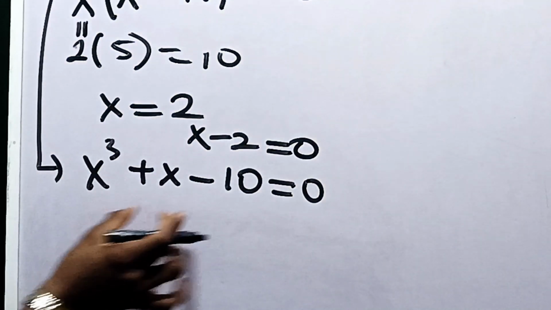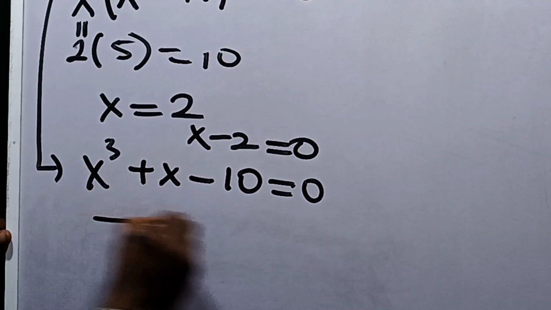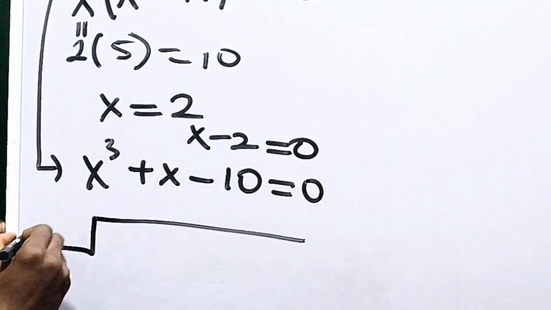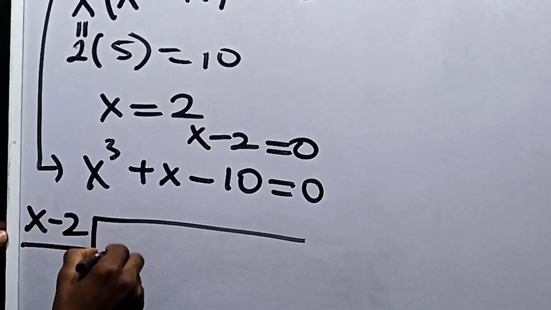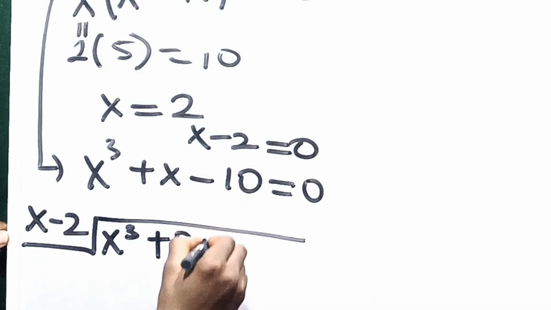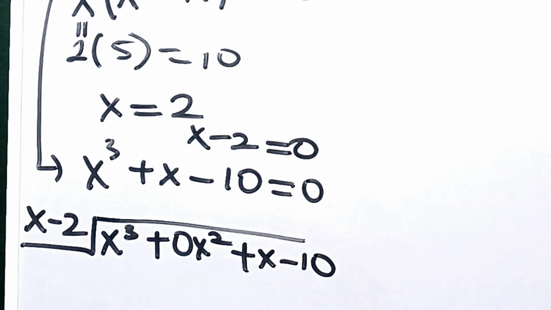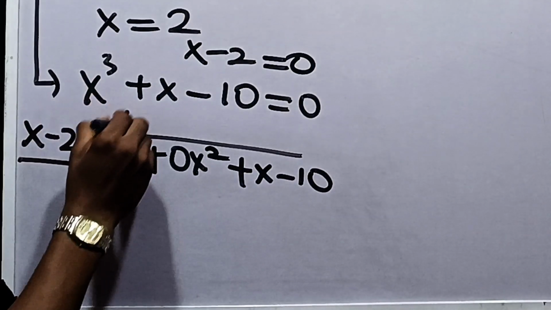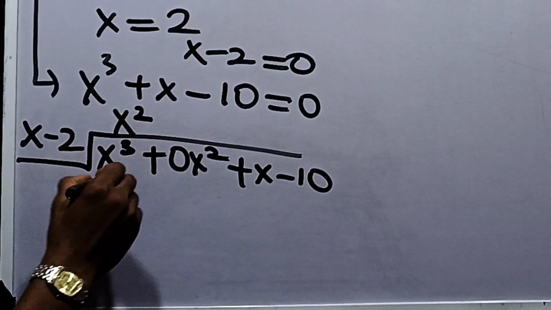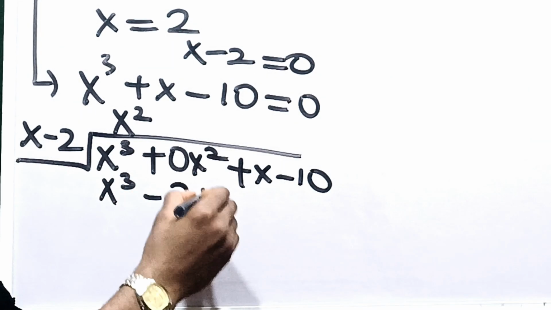Now you can divide this by this. So from dividing this, I'm going to have x minus 2 on the outside. Then we have x cubed, plus 0x squared, next plus x, and minus 10, okay? Now x cubed divided by x is x squared. x squared times x is x cubed. Okay, now we have minus 2x squared.